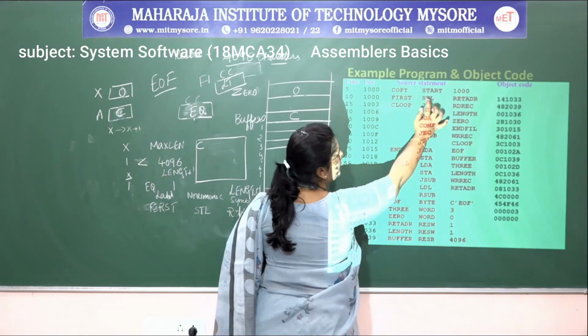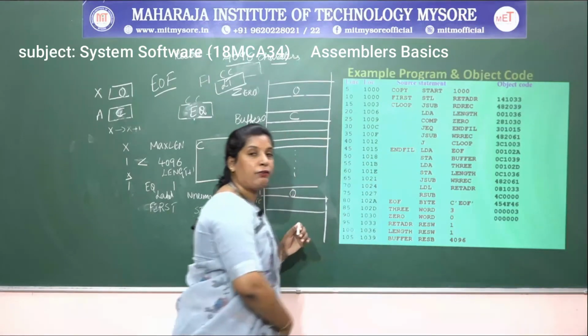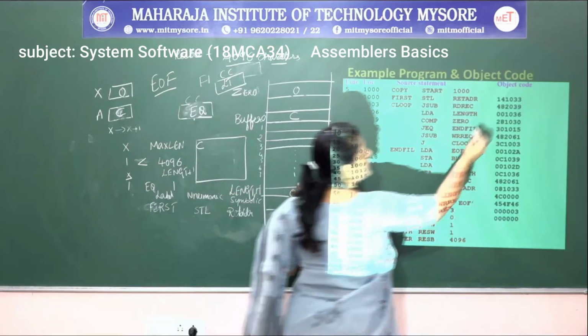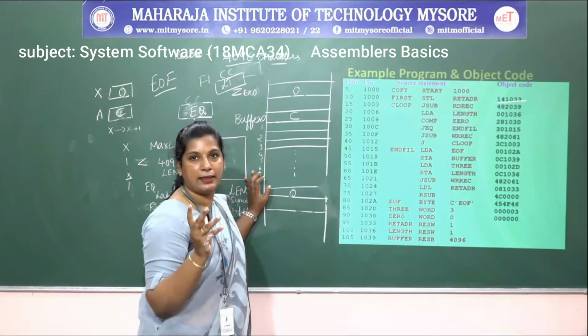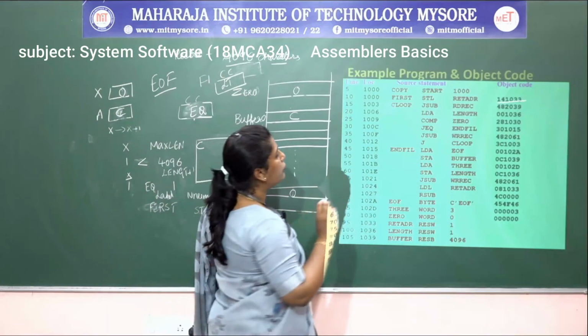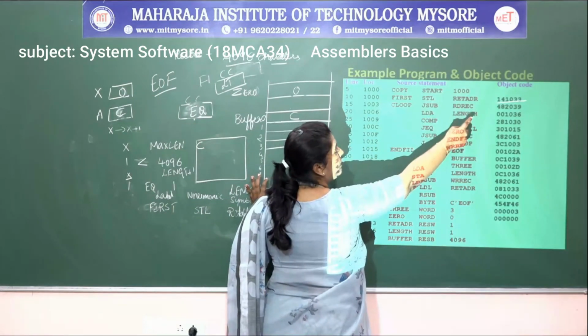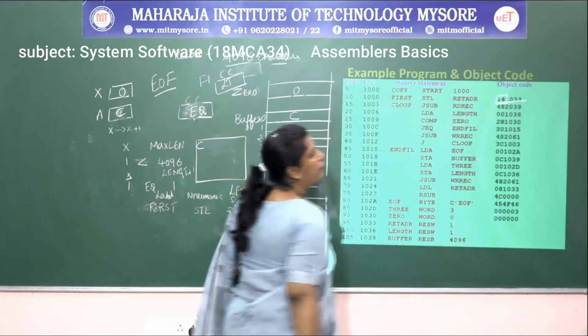What it is going to do is convert this mnemonic field into its equivalent opcode. So this is an object code for this instruction. It is of 3 bytes length, 6 hexadecimal digits. For STL, the opcode is 14, so it is going to convert that.